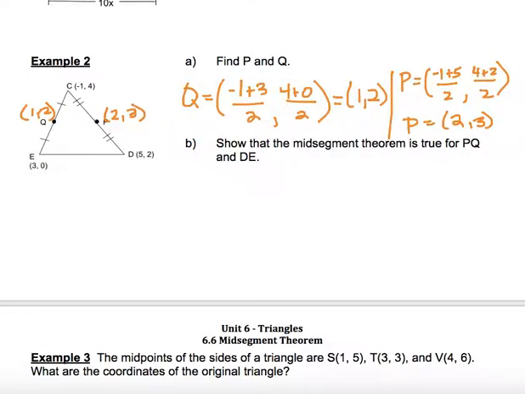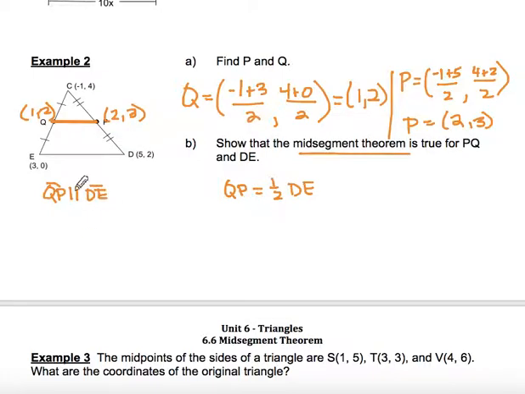So now that we have these midpoints, the midsegment is just the segment that attaches those two midpoints. And since those are the 2 points that are used, QP should be parallel to DE, and we need to show that. And also, QP should be half of DE. So when it says to show that the midsegment theorem is true, we need to prove both of these things.